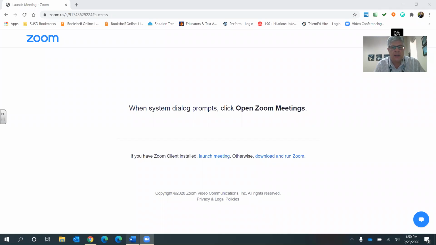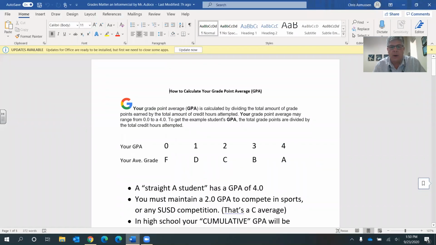I'm going to go ahead and share my screen as I often do. This allows me to share with you some thoughts down on paper. So here we go, how to calculate your grade point average.